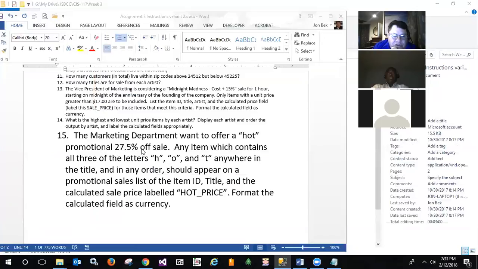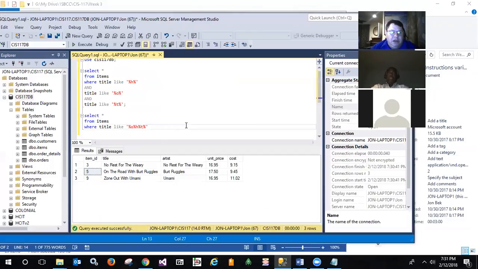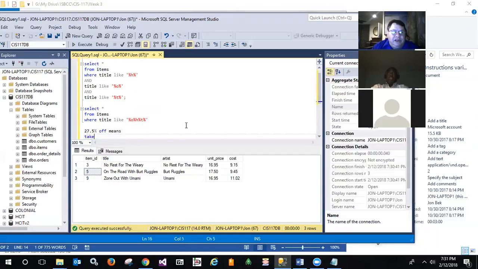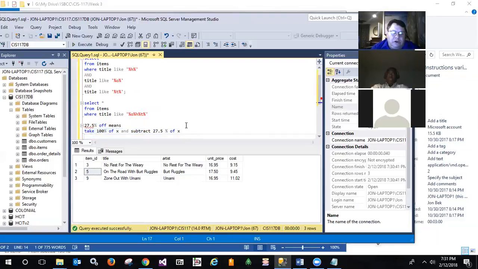They wanted 27.5% off. Okay. And just to remind everybody, 27.5% off means take 100% of X and subtract 27.5% of X. Now you could actually do the calculation that way, or what did our algebra teacher tell all of us? Combine like terms, right?